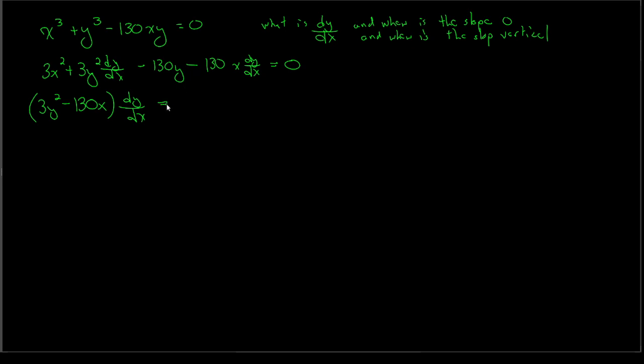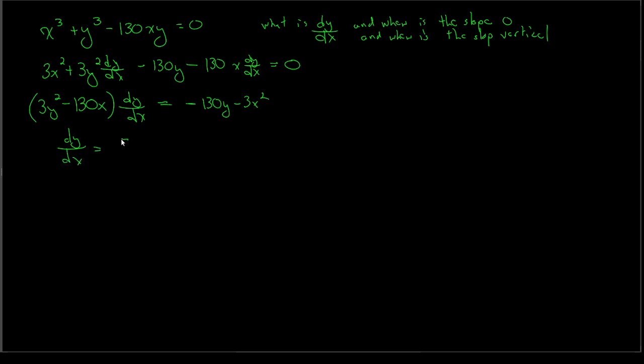And I'm going to put to the other side everything else. So we're going to have minus 130y minus 3x squared. We'll solve for dy/dx.